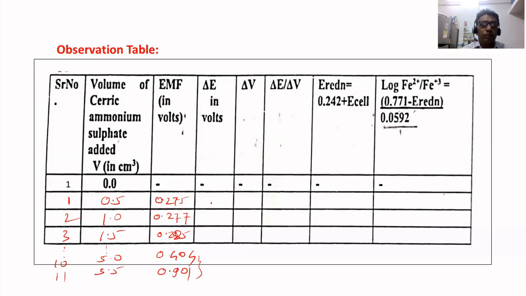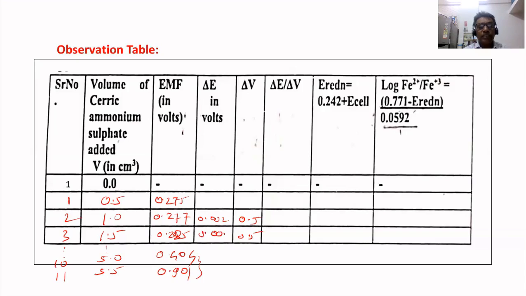Then we have to complete this observation table with delta E, which is this reading minus the previous reading. Suppose in this case delta E is 0.002. Delta V is the difference between the two volumes, 1.0 minus 0.5, which is 0.5, and it will be the same everywhere. Similarly here, 0.285 minus the previous reading becomes around 0.008.